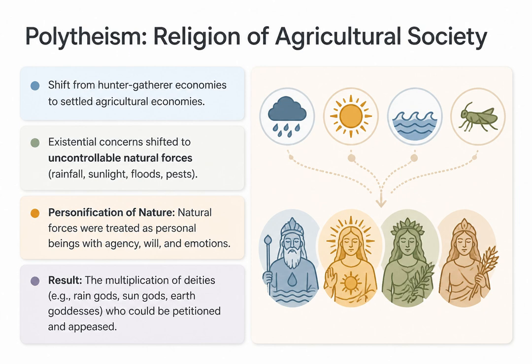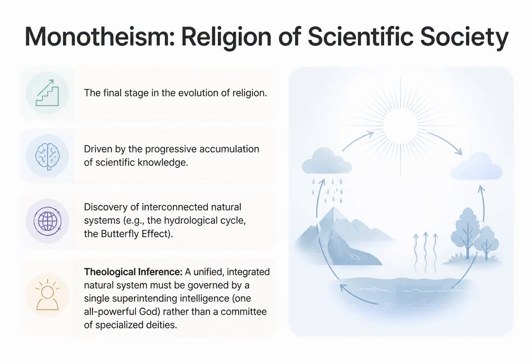This multiplication of specialized deities, each controlling a domain of nature, is polytheism, representing a more complex religious system for a more complex society. The final stage in Tylor's religious evolution is monotheism. He argued this transition was driven by the accumulation of scientific knowledge. As humans learned more, they realized that rain, sun, and wind weren't isolated events controlled by separate gods, but parts of an interconnected system, like the water cycle.